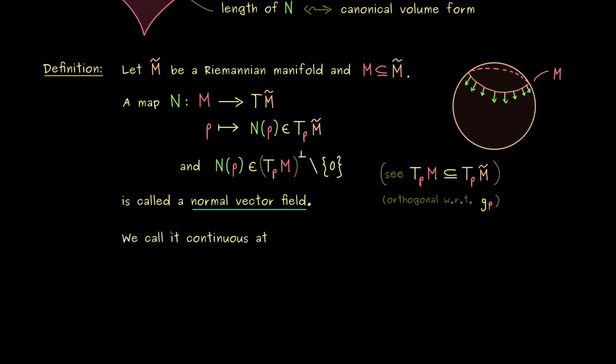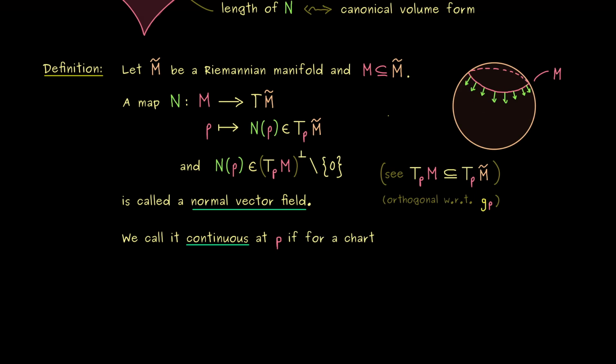And then it might be clear that we also want a little bit more. We want a continuous normal vector field. This means if we change the point in M a little bit, we also want that the normal vector only changes a little bit. It should not completely flip around, and then we would say it's continuous at the point p.